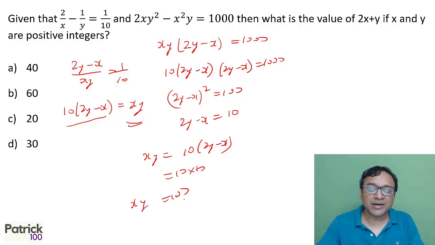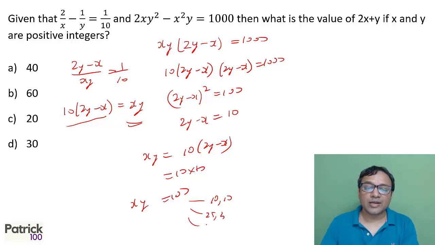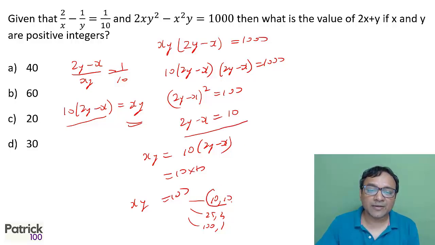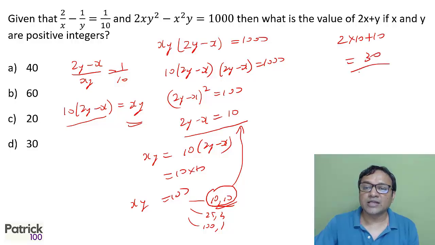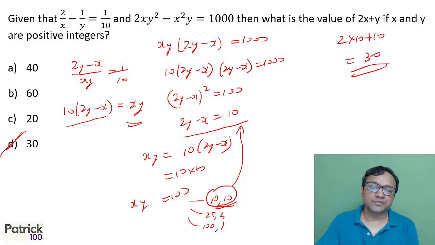The product of two numbers is 100. What are the possibilities? It can be 10 and 10. It can be 25 and 4. It can be 100 and 1. But these will not satisfy 2y minus x equal to 10; it will only be satisfied with 10 and 10. So we know x and y are 10 and 10. If x and y are 10 and 10, then 2 into 10 plus 10 will give you 30 as the answer. D option.